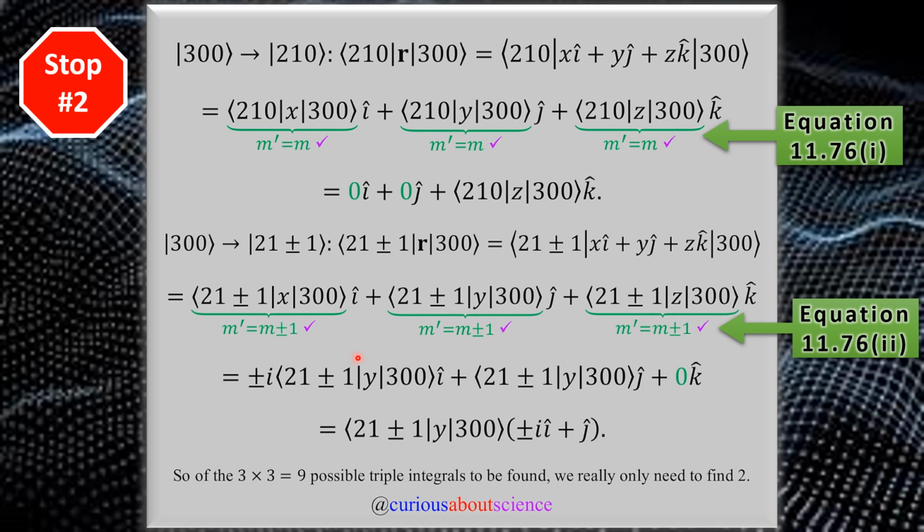Okay, and then when we factor this out, the plus or minus i will go on the i hat. So that's why we have that there. And then we have plus j hat because it's still a vector. These are scalars, so we're good. Based on the 3 transition states we have from 300 to the n equals 2 state, that would have been 9 possible triple integrals to be found, when really what we show is that we only need 2. And that saves us a whole host of time, which you will see very shortly why.